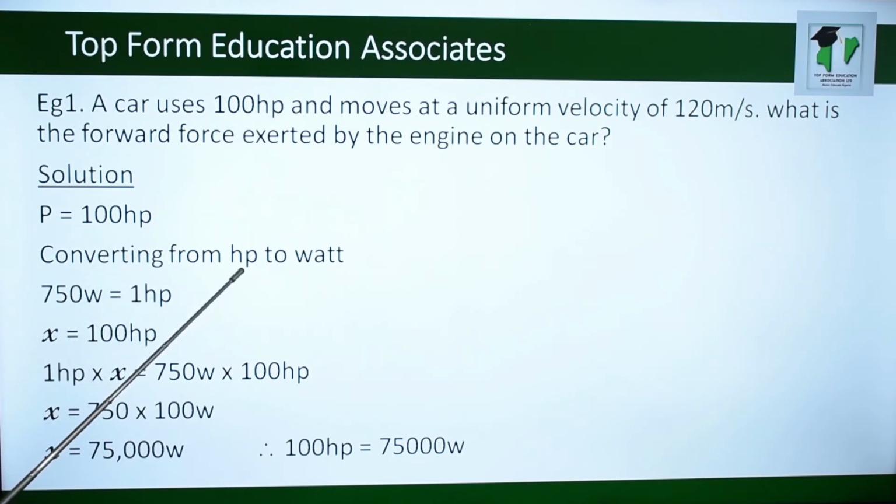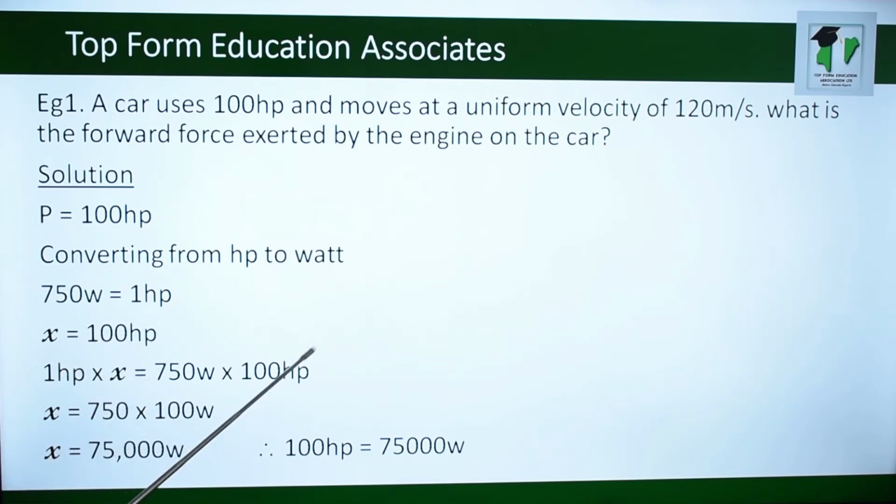Converting from horsepower to watts, we have 750 watts equal to 1 horsepower. Therefore, how many watts will be in 100 horsepower? So if you cross multiply here also, you have 1 horsepower times x equal to 750 watts times 100 horsepower.